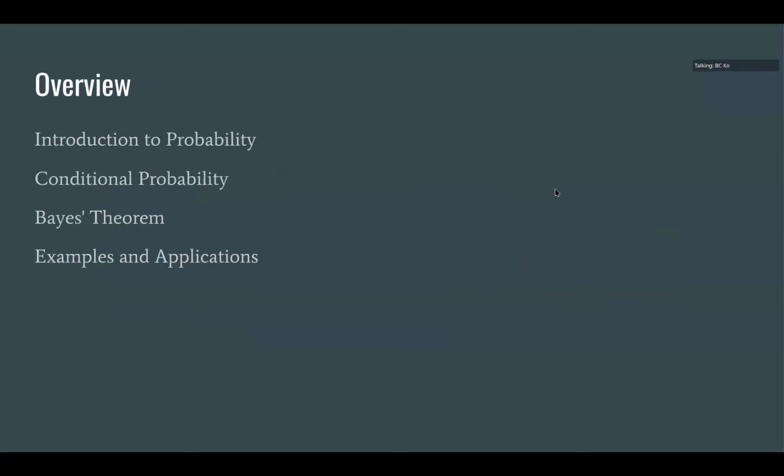So here is an overview. We are going to start with a brief introduction to probability, where we'll cover the basic concepts, and then we're going to look at conditional probability, which is important to understanding Bayes' theorem. Then we're going to introduce Bayes' theorem itself, discussing its formula and significance. After that, we're going to go through some practical examples and applications of Bayes' theorem in different fields. Then we're going to wrap up with a conclusion.